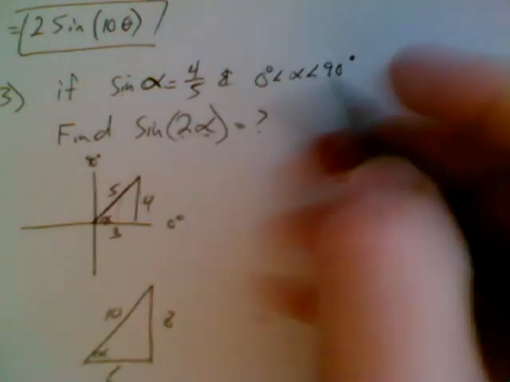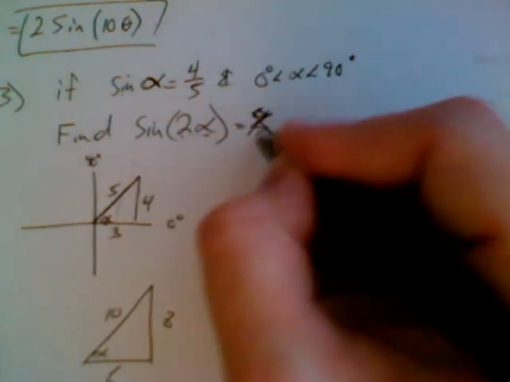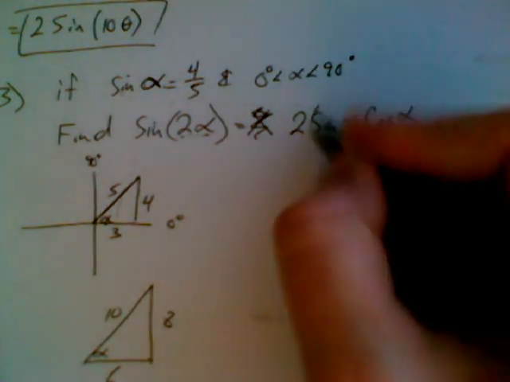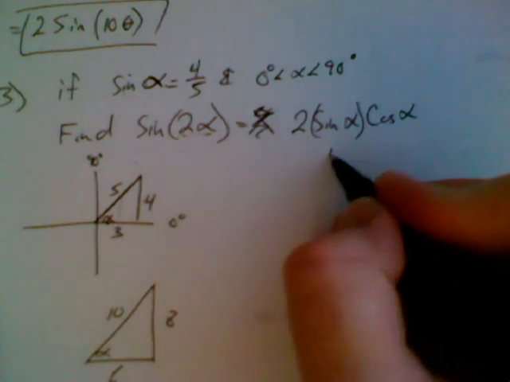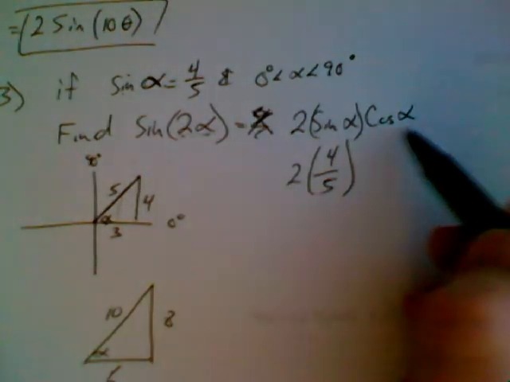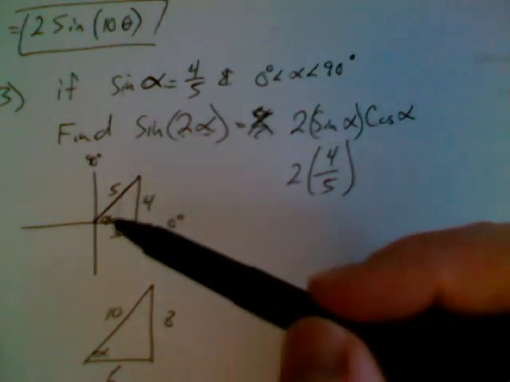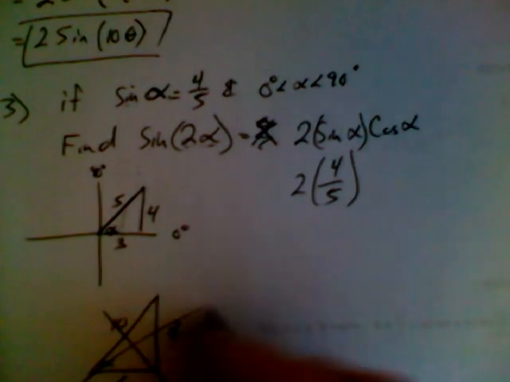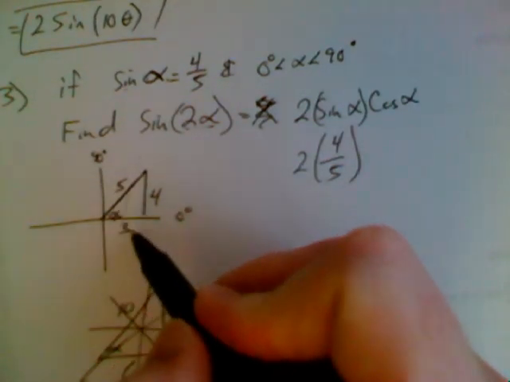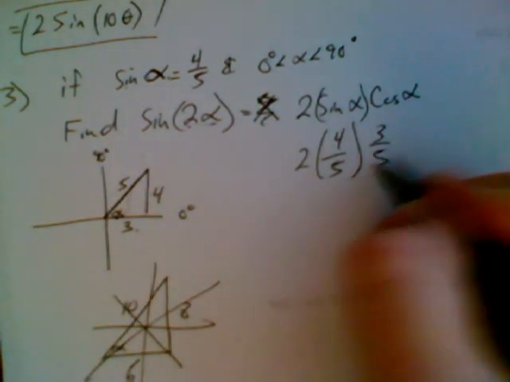So this sine of 2 alpha is actually equal to 2 sine alpha cosine of alpha. Wait a second. Sine of alpha is 4/5. We identified that already. That was given to us. What's cosine of alpha? Well, if I look at this triangle, I'm going to cross this one out, because I don't want to play with that one. When I look at this triangle, cosine is adjacent over hypotenuse, so 3/5.